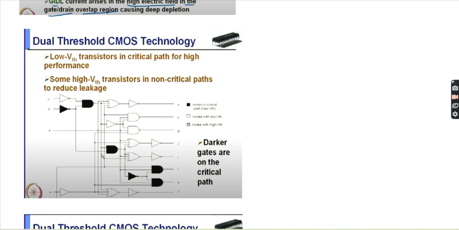Let's continue the discussion. Previously we started with the runtime leakage reduction. The runtime leakage reduction techniques are VDD scaling, dual VTH assignment approach, and dynamic VTH scaling.